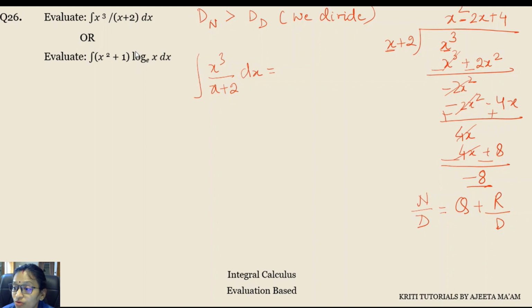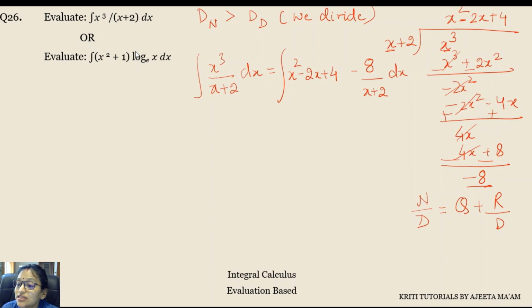If you do long division correctly, you get 1 mark for it. Then you put it in the format. Which format? Quotient plus remainder upon denominator. So what is your quotient? Our quotient is x square minus 2x plus 4, and the remainder is minus 8. So minus 8 is the remainder, plus remainder upon denominator. What is your denominator? x plus 2. If you show the division completely up to here and write it properly, you will get 2 marks out of 3. Yes, 2 marks out of 3.